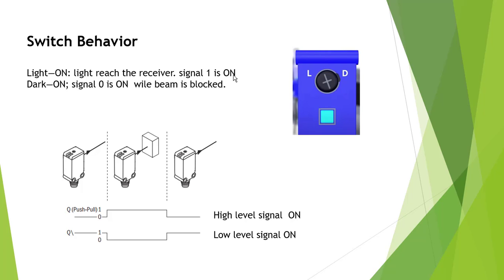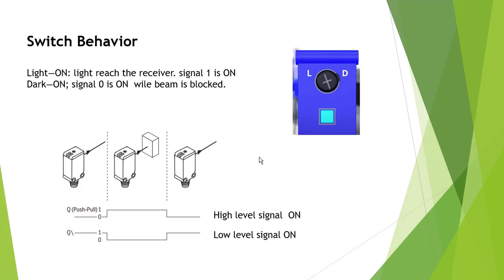That Y is on. It looks like a normal PLC normally open. Dark on means signal 0 is on, where the beam is blocked. That means no signal, signal 0 is active. In this sensor, light on and dark on are similar to PLC normally open and normally closed. It looks like examine on and examine off: light on is examine on, dark on looks like examine off.